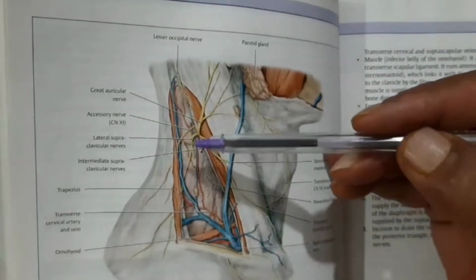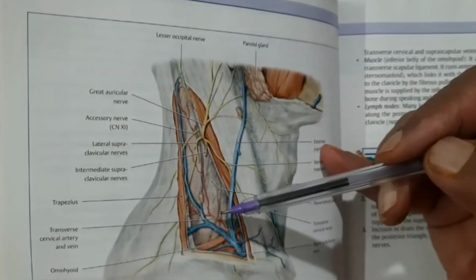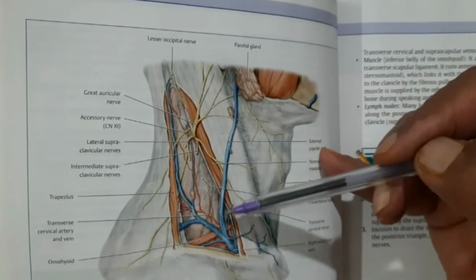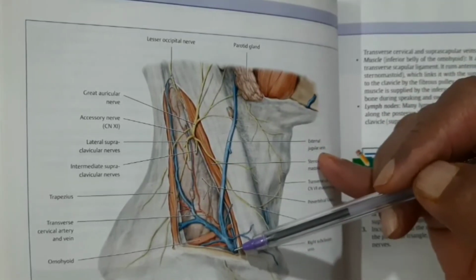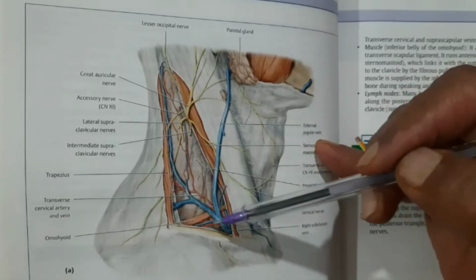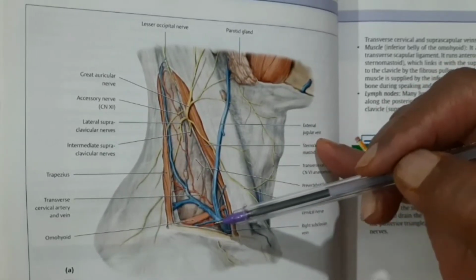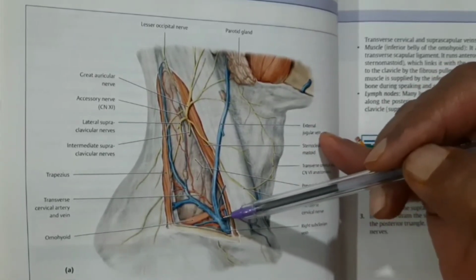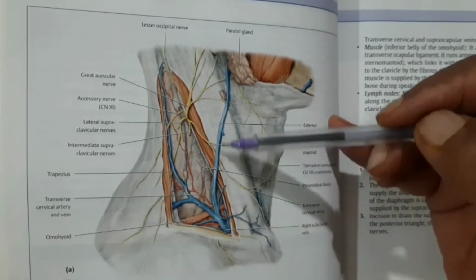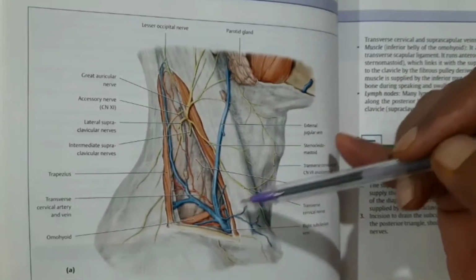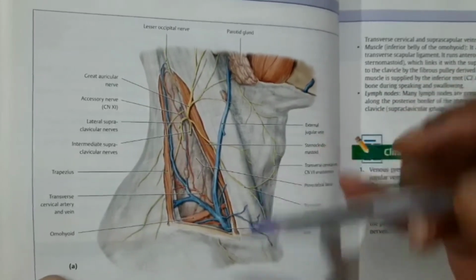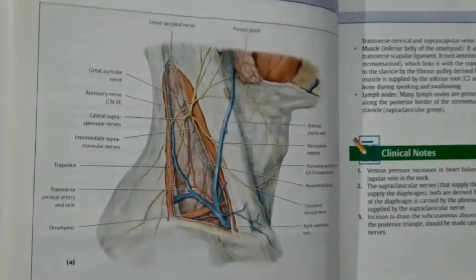Now here the prevertebral fascia is seen, and then you can see that this is the external jugular vein, and here deep down is the subclavian vein, and this is the transverse cervical vein, the suprascapular vein, and this is the anterior jugular vein. This is the external and this was the anterior. So many tributaries are opening into the external jugular vein.